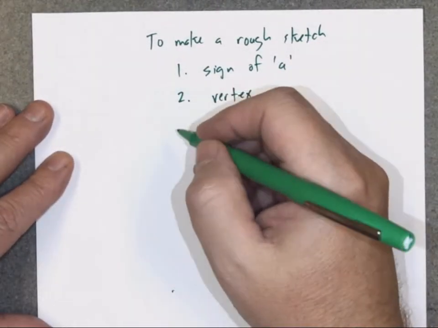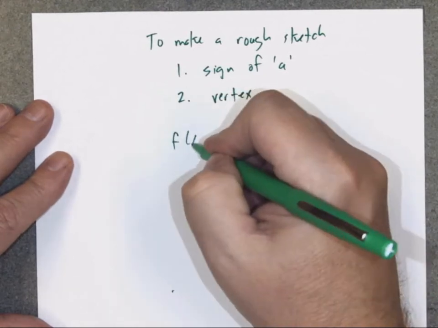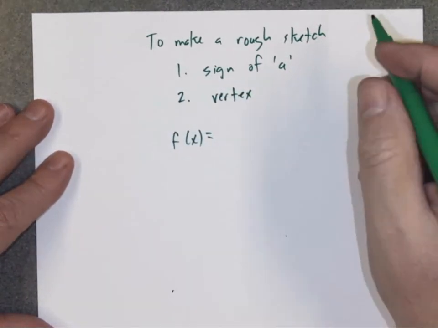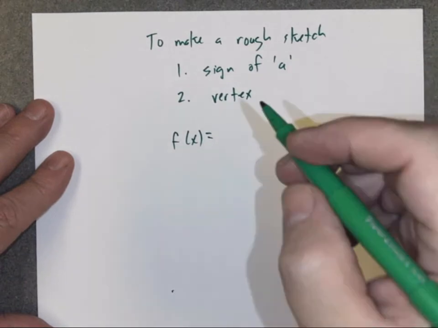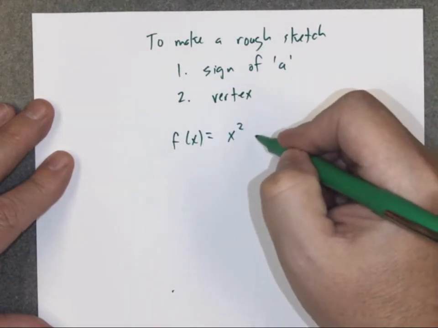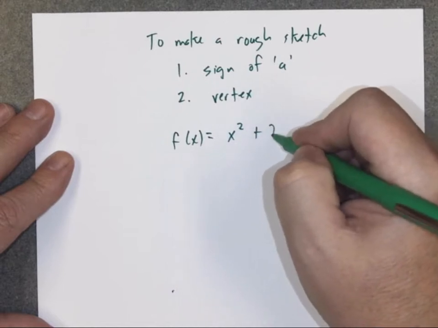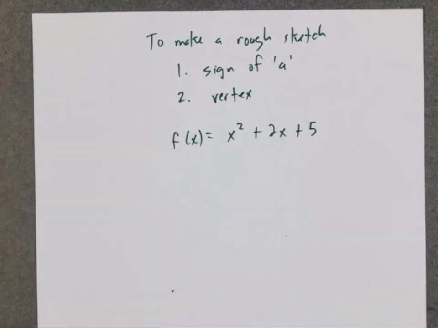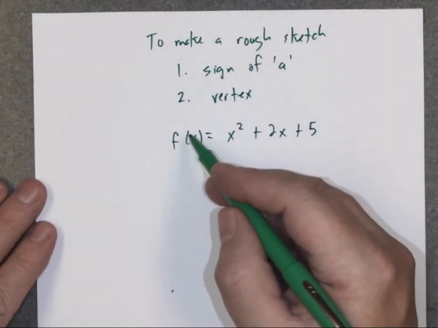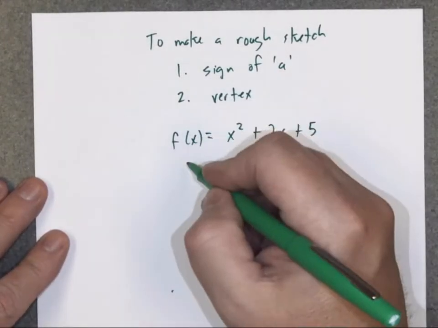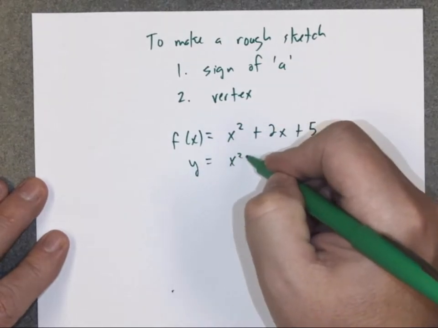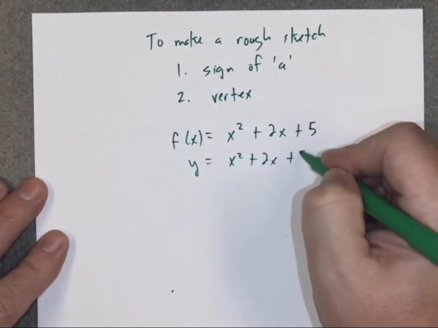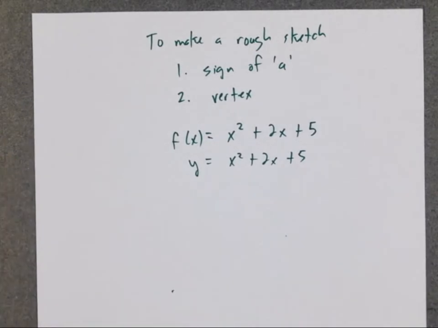Let me just make up a function. Maybe I'll actually work this out. Here's a quadratic equation or function. Now for some of you, especially when you start graphing, if it helps you, you can always replace f of x with y. It means the exact same thing. So if it helps you, you can think of this as a quadratic equation.